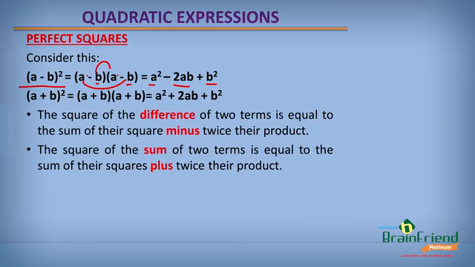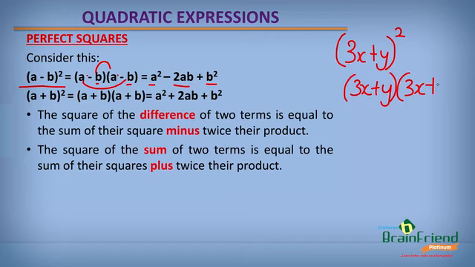Now, in the previous lesson, part 1 of quadratic expressions, we had things like, say, 3x plus y all squared. To do this, we would normally say 3x plus y and 3x plus y, and then find the product. But notice that the two binomials in the bracket are the same. So rather than expanding it this way, we are going to get something of this nature. For instance, a minus b all squared gives a squared minus 2ab plus b squared.